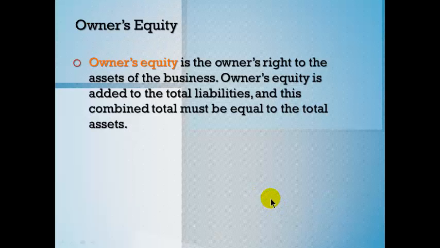Going back to owner's equity now, it's the right to the assets of the business. And of course, when you say it is added to liabilities, that combined total must then equal the total assets. Owner's equity, there really are two things that you need to think about. It's that original contribution. In a sole proprietorship, that owner is injecting money to get the business started. It takes money to make money, remember.